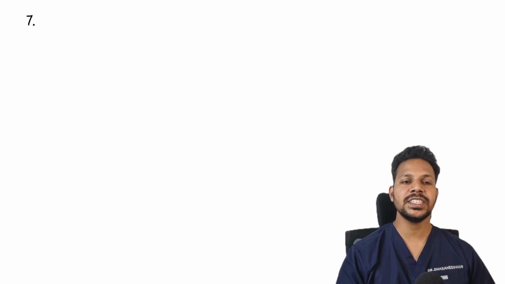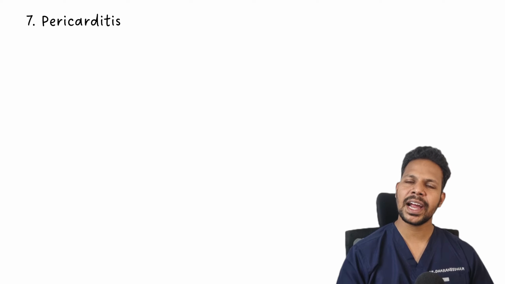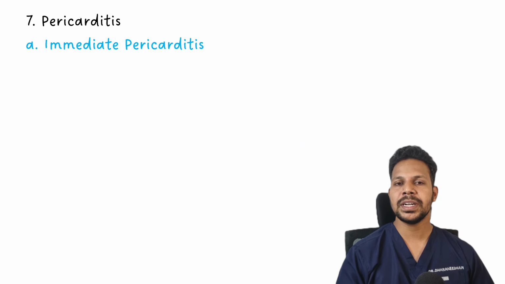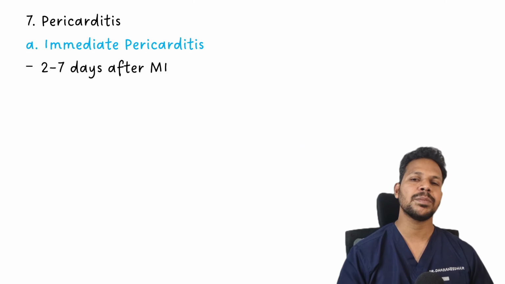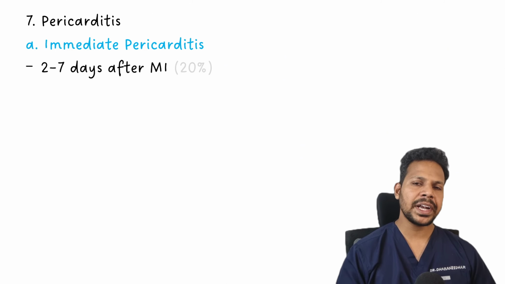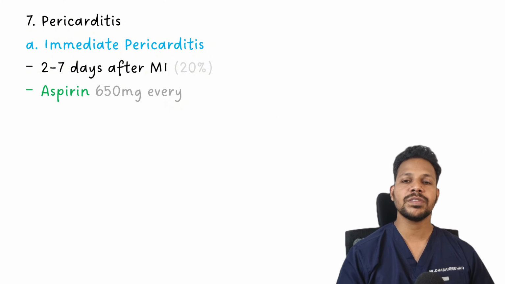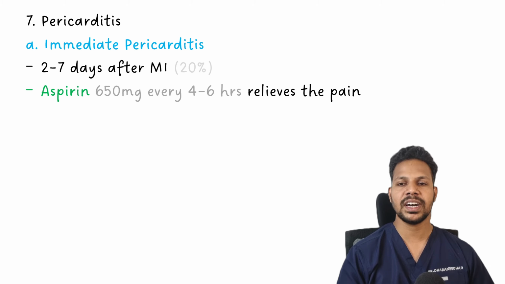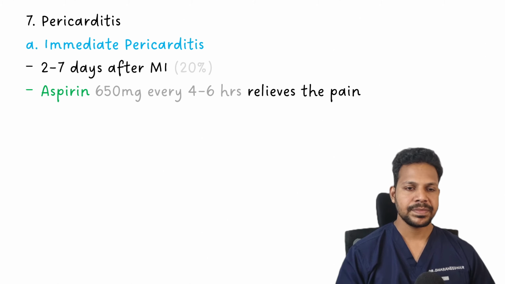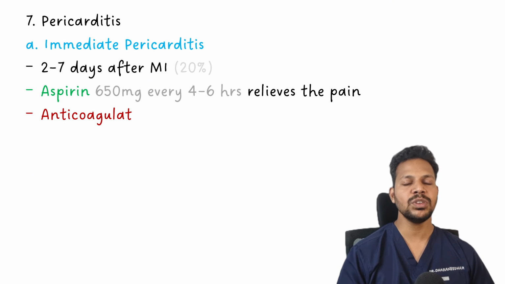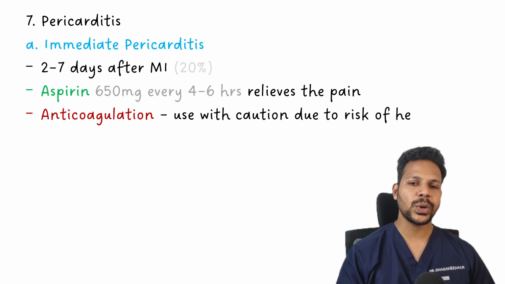The next complication is pericarditis. There can be an immediate pericarditis or a late pericarditis. Immediate pericarditis usually develops between 2 to 7 days, that is, less than 1 week after a myocardial infarction. This can be treated like any other case of pericarditis: we give aspirin at a higher dose of 650 milligrams every 4 to 6 hours, and that will relieve the pain. Anticoagulation should be used with caution because in pericarditis, anticoagulants may result in hemorrhagic pericarditis.